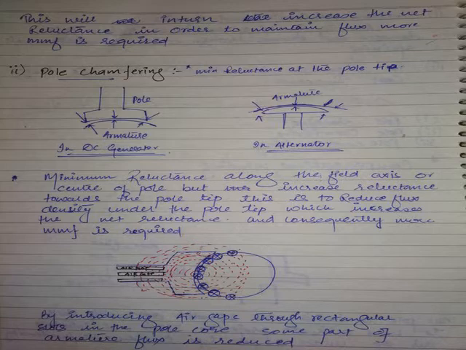Large rating DC machines operating at high speeds and varying load conditions require compensating winding essentially. The varying load produces variations in armature flux.